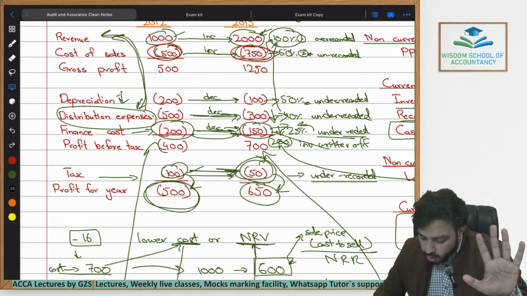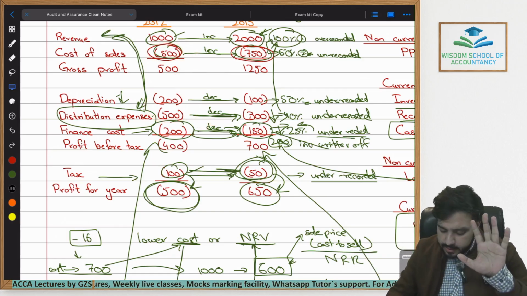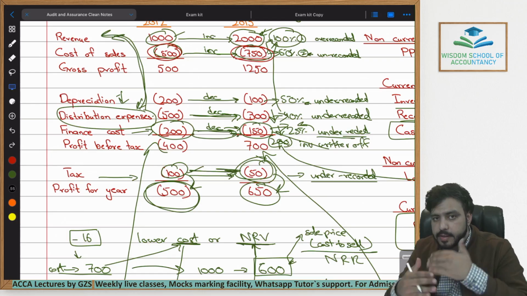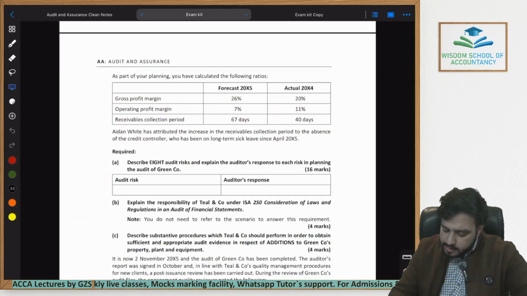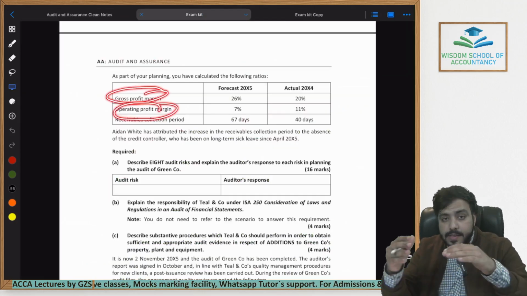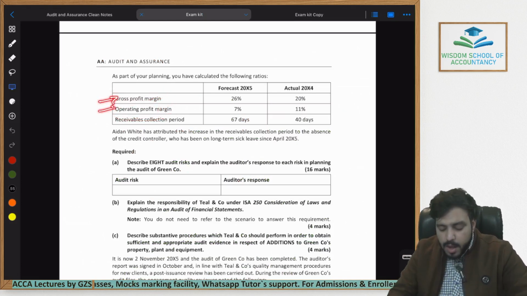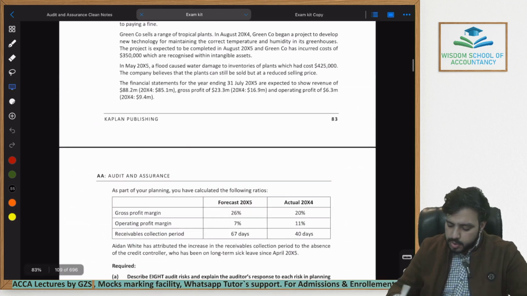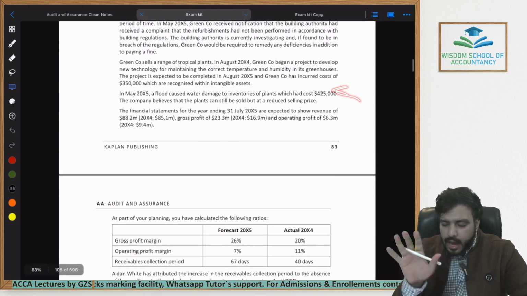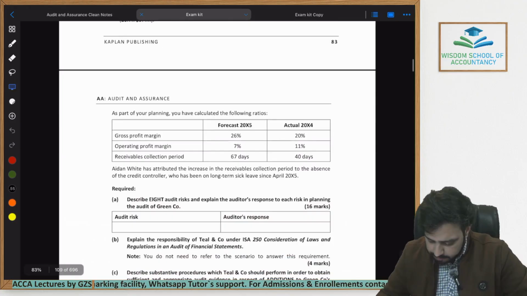But we are simply not going to create a risk for now. This doesn't mean that there is a risk. We will see if we can create this risk or not, because there might be a chance that a scenario linked to gross profit and operating profit might be given within the story that has been given to us. So we are not directly going to create a risk right now.